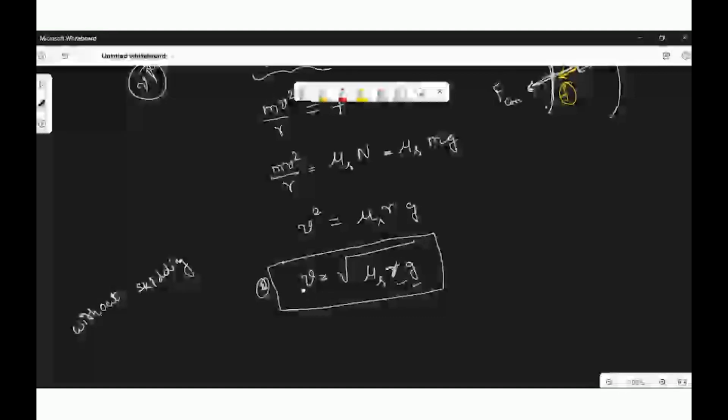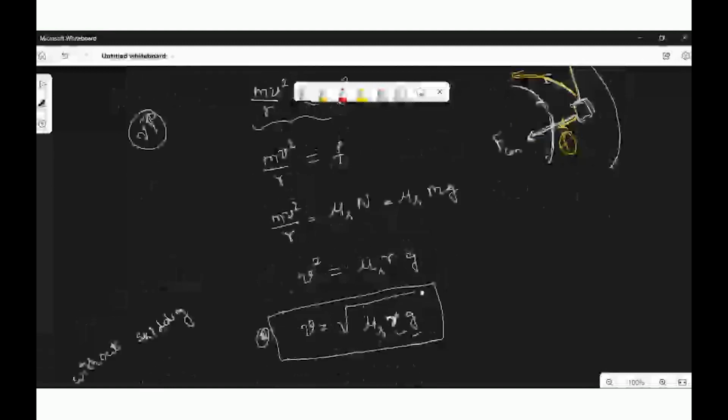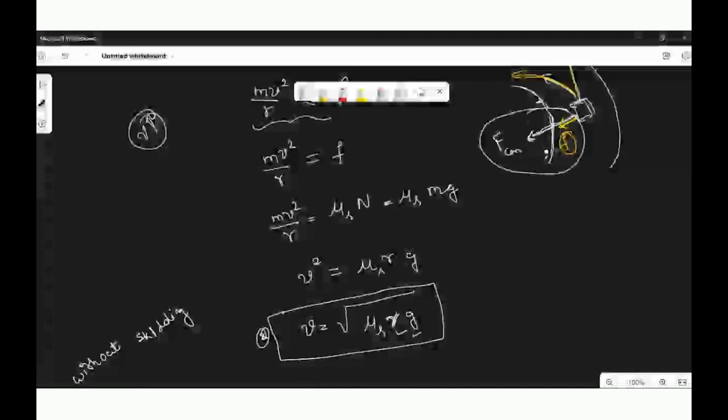Okay, so what we do is we go for banking of the road. The problem here is that the entire centripetal force must be provided by the frictional force. But now what we do is make some portion of the centripetal force be provided by something else. So what is that something else?